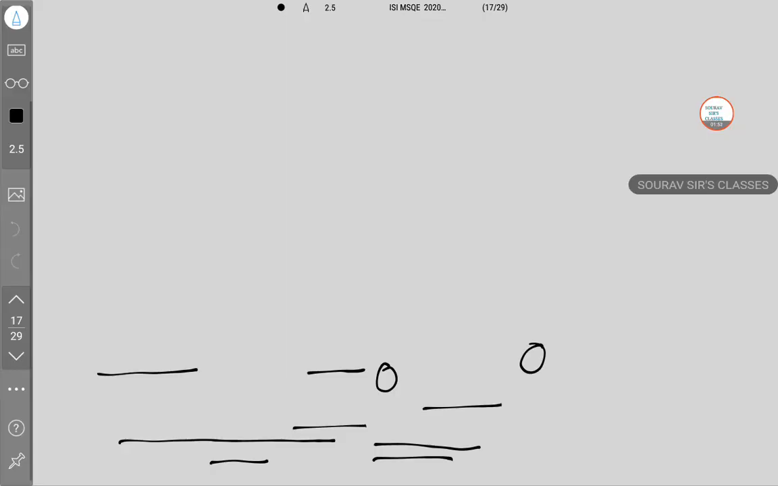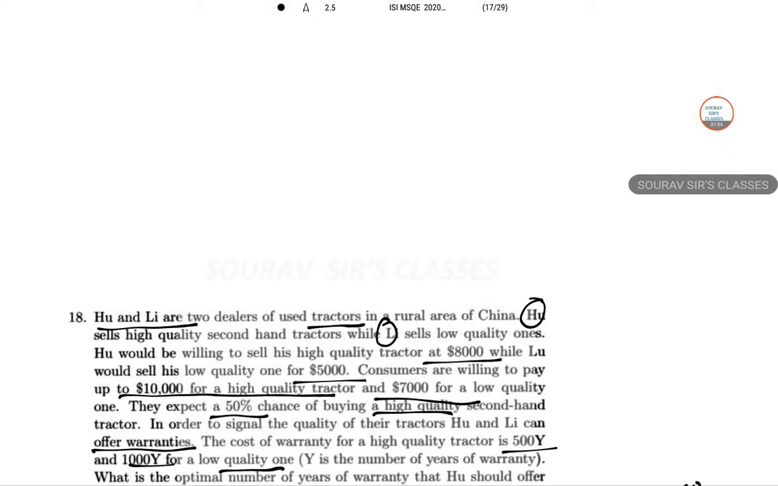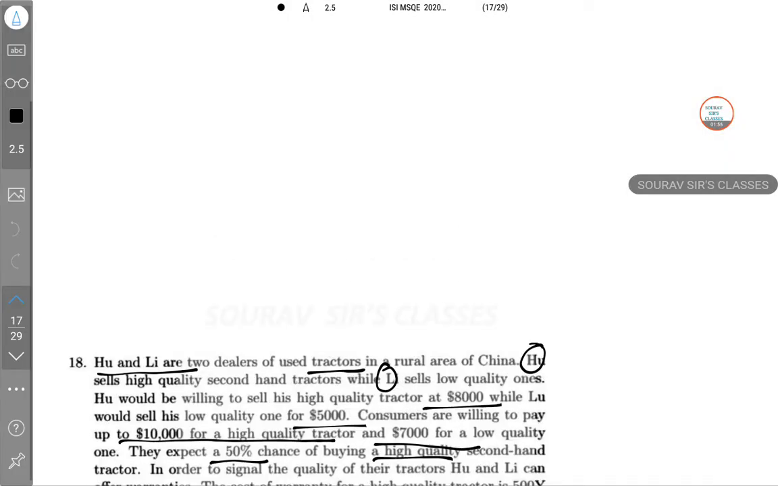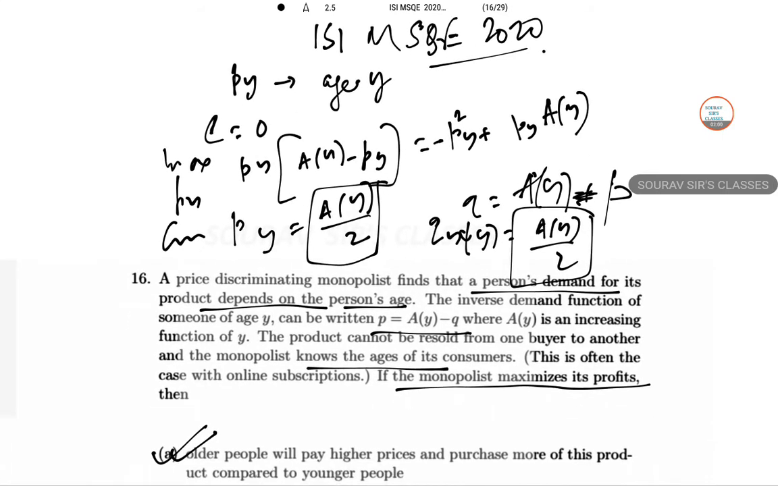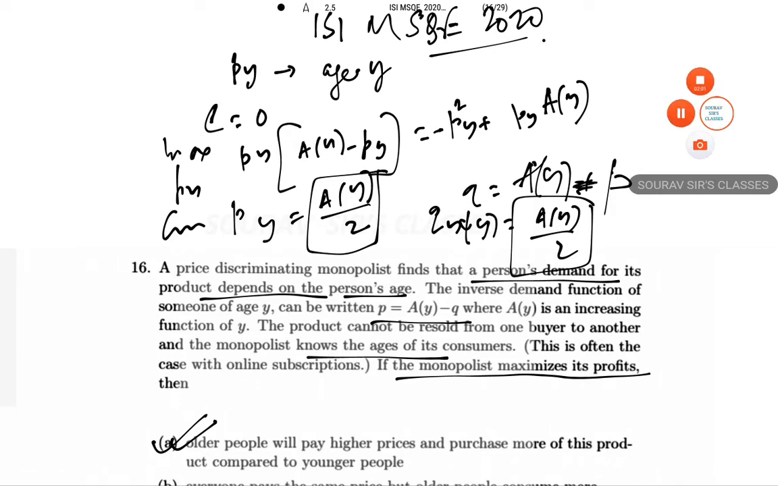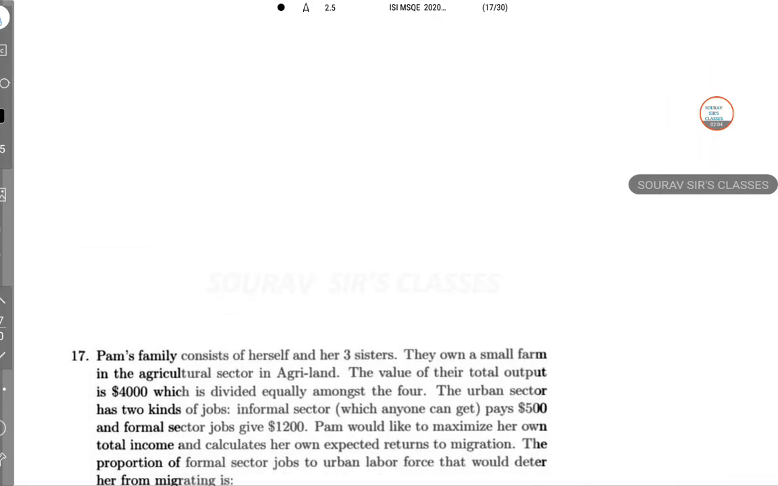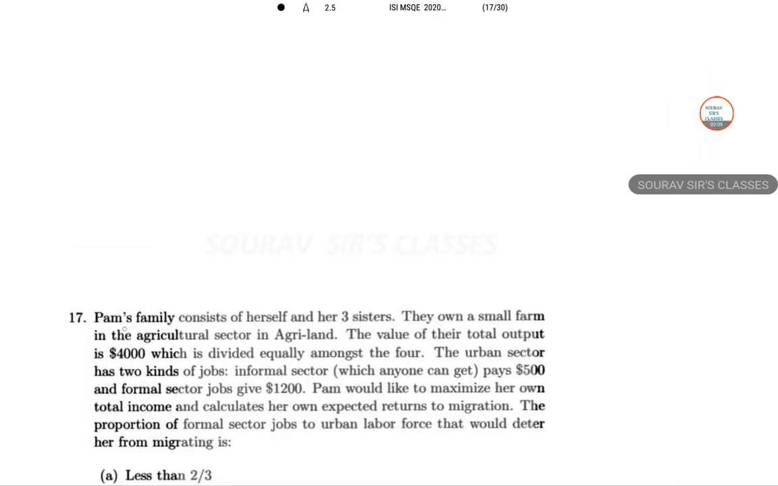Next, question 17. So the next question is about a small family. Pam's family consists of herself and 3 sisters. They own a small farm in the agricultural sector. The total output is 4,000, which is divided equally among the 4. So everyone is getting around 1,000.